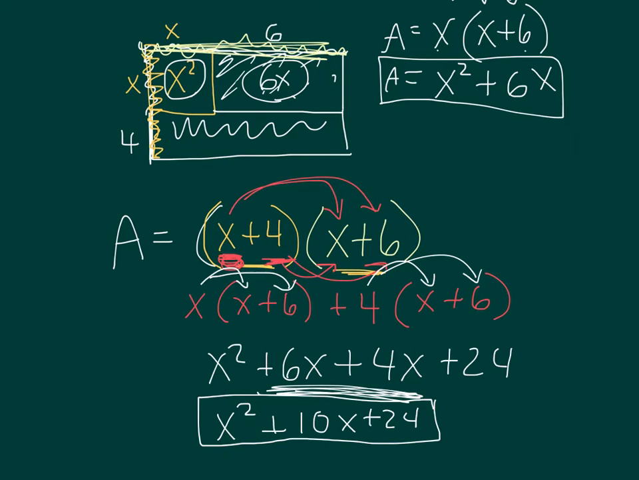So let's double check. Let's go back to this rectangle. We had this x squared. We had 6x over here. If I break this up into a smaller area, this little area right here is actually going to be 4x. And this little rectangle is going to be 24. And if I add all these pieces up, I do end up with x squared plus 10x plus 24.